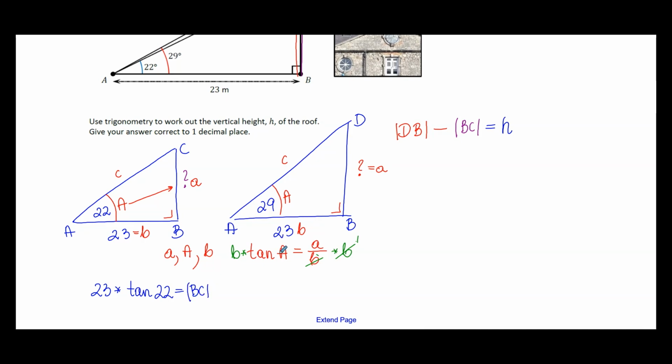And then here as well, in the second triangle, b doesn't change, it is 23, multiplied by tan, and the angle changes to 29. That will give me DB. Now, I have an option here. I can do this calculation, or I can jump to doing the calculation of h straight away.